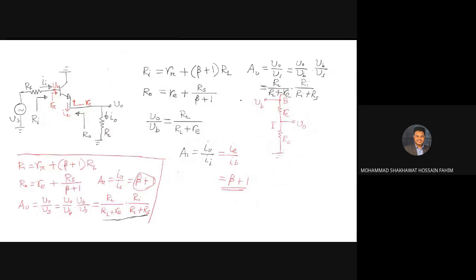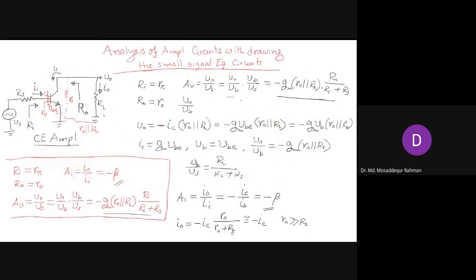So we are talking about V0 by VB2, from the base to the collector. V0 by VB is just this, minus gm times R naught and RL. Then if you are trying to find the overall gain, you have this VB by VS, and that is RI divided by RI plus RS. So we're not there yet. We are just at the output side.